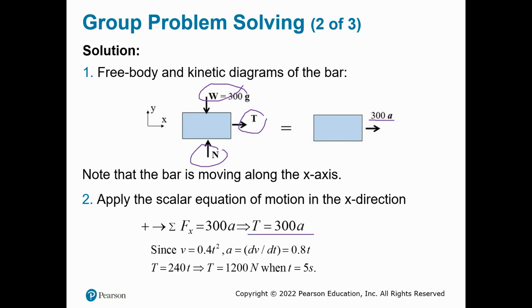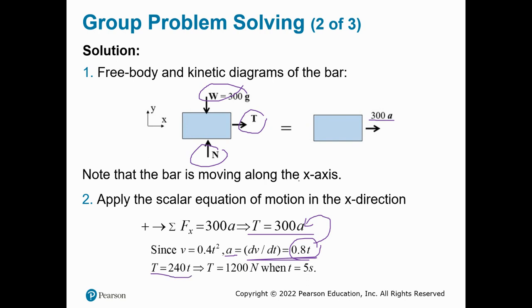Now, since velocity equals 0.4 t squared, that's given in our problem, taking the first derivative of velocity with respect to time gives me 0.8 t. That is our equation for acceleration. Acceleration equals 0.8 t. And then our tension equals 240 t. Okay, where does it come from? If you get a little confused, tension equals 300 times a, and because a equals 0.8 t, you plug in this value of a. That gives me 240 t.